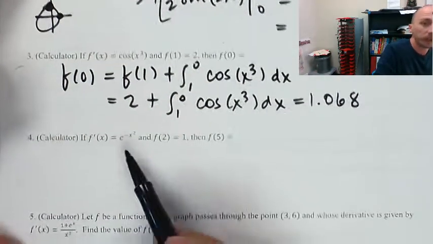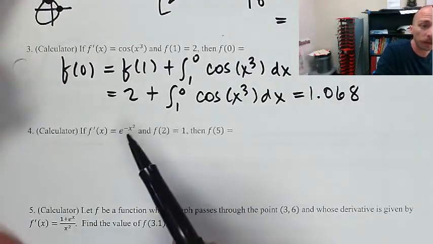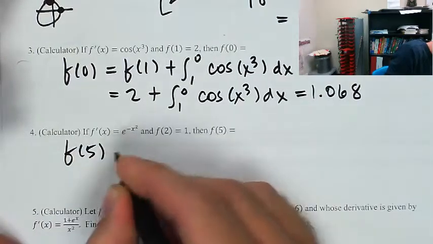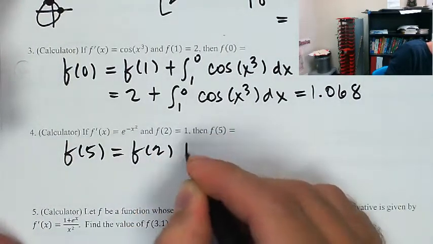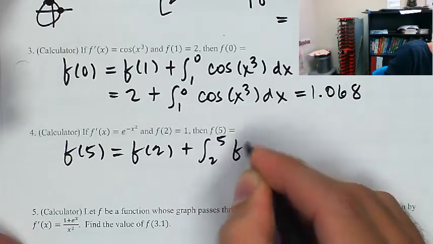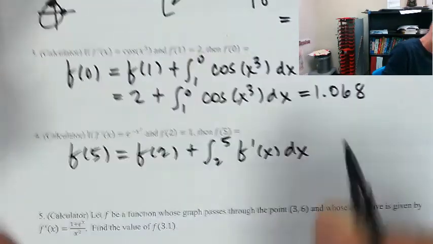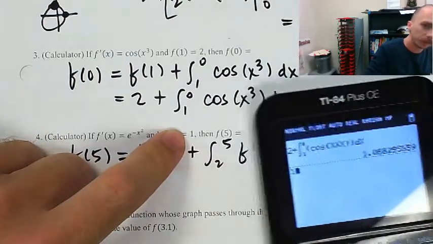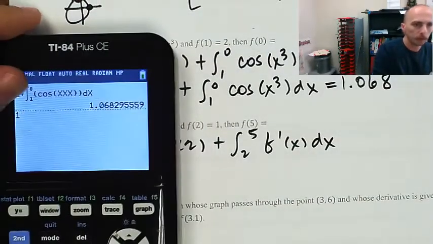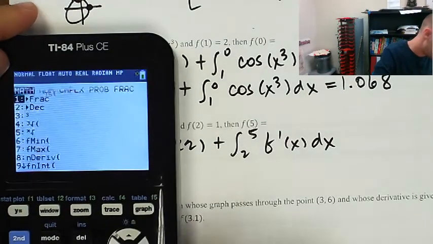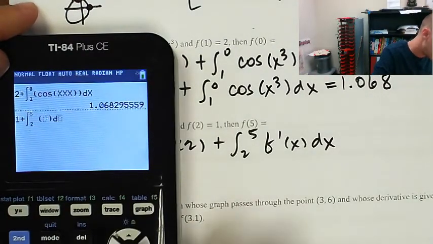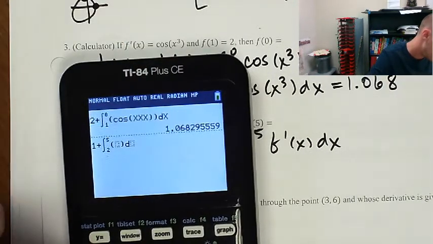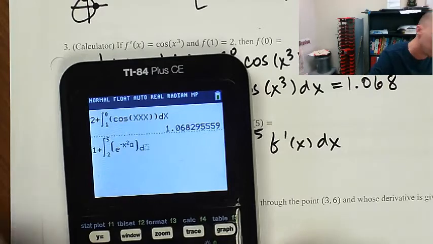Okay. If f prime of x equals e to the negative x squared, that's another one that doesn't have a closed form antiderivative, so we've got to use a calculator. F of 2 equals 1, f of 5 equals f of 2 plus the integral from 2 to 5 of f prime. Okay, so that's going to be f of 2 is 1 plus the integral from 2 up to 5 of f prime, which is e to the negative x squared, e to the negative x squared.